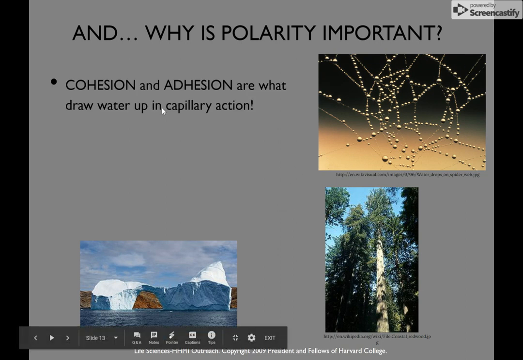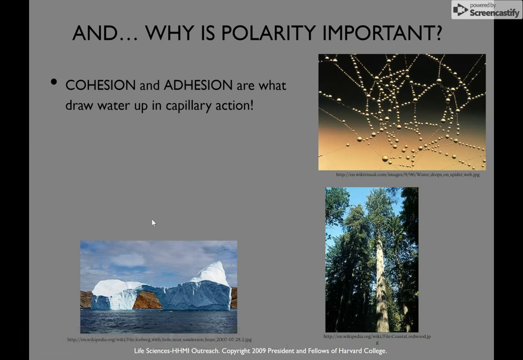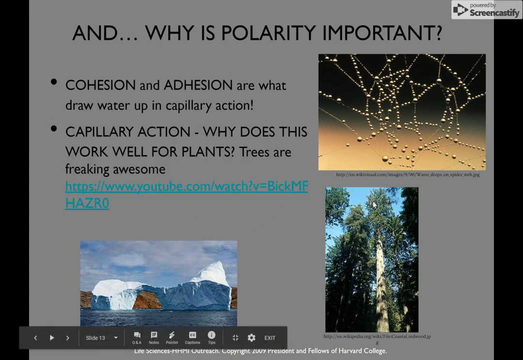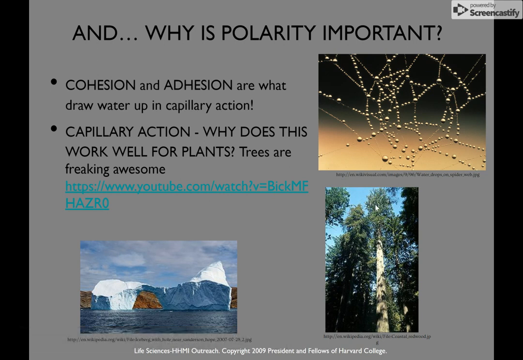Cohesion and adhesion are what are responsible for allowing water to be drawn up through capillary action. And that is what allows plants to move fluid through their tissues.